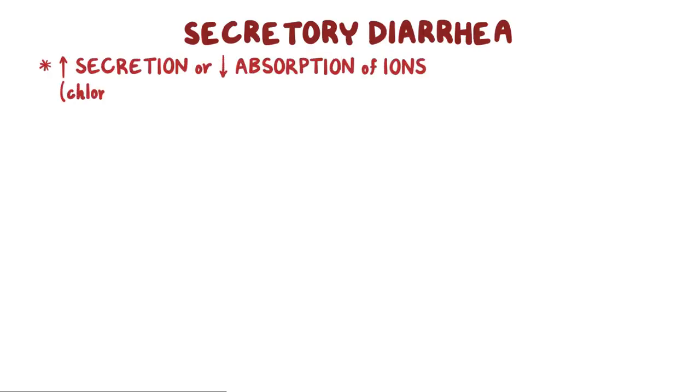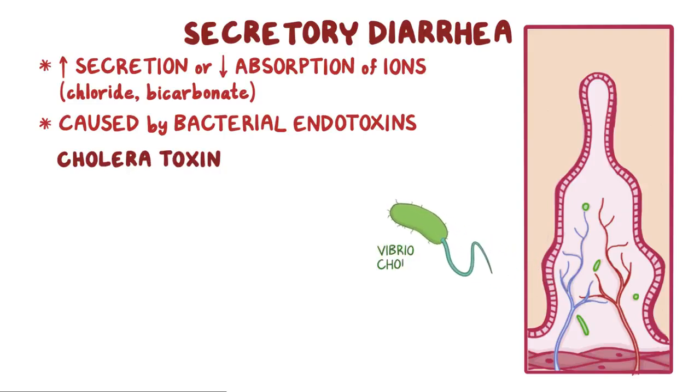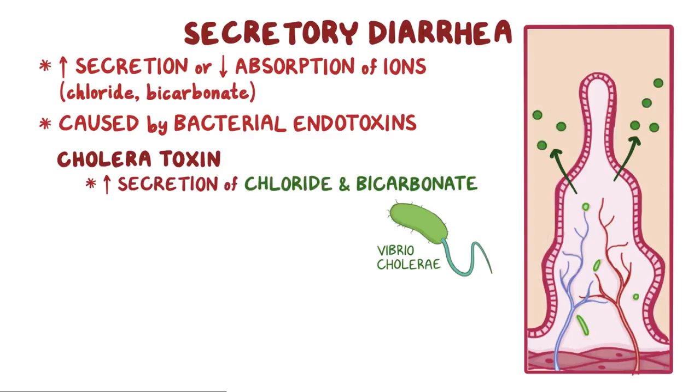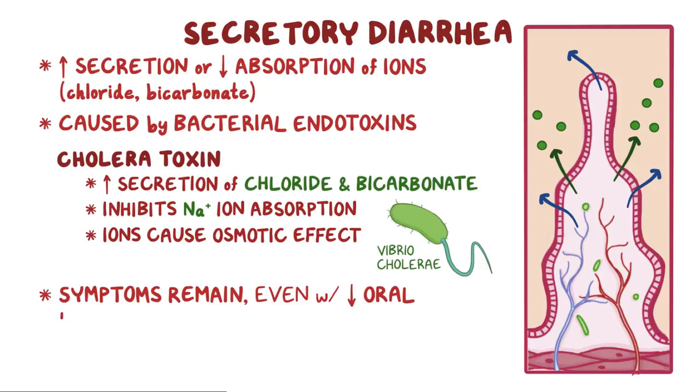In secretory diarrhea, there's increased secretion or decreased absorption of ions like chloride or bicarbonate. This is most commonly caused by bacterial endotoxins, like cholera toxin released by Vibrio cholerae. This toxin increases the secretion of chloride and bicarbonate ions in the small intestine, while inhibiting sodium ion absorption. These ions build up and cause an osmotic effect, sucking more water into the lumen from the surrounding tissues. What differentiates it from osmotic diarrhea is that symptoms remain even with decreased oral intake.